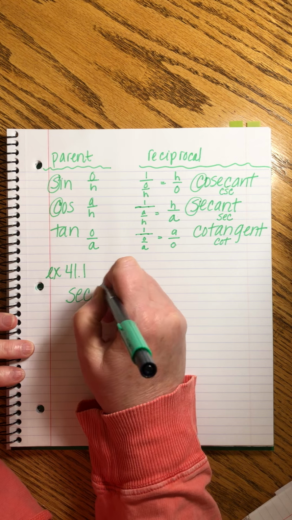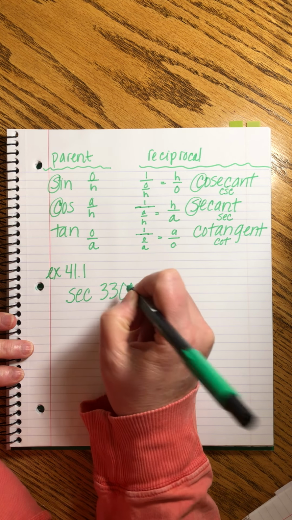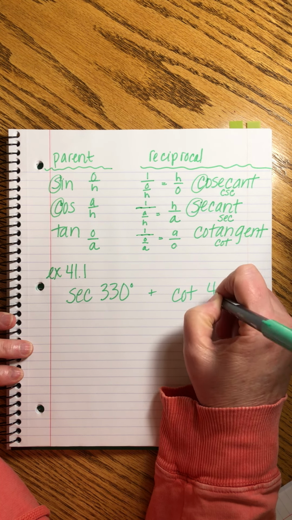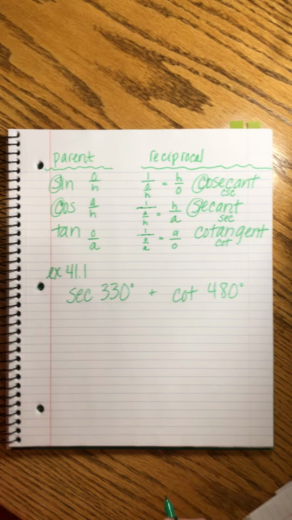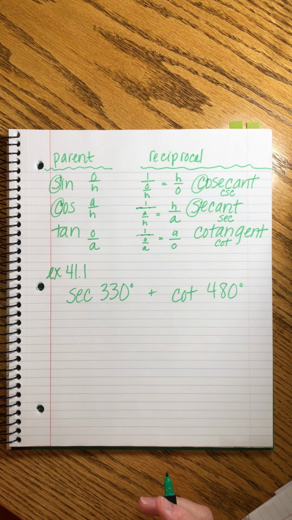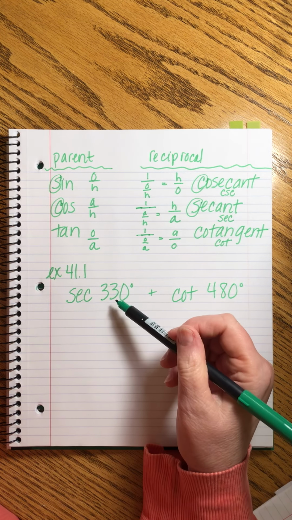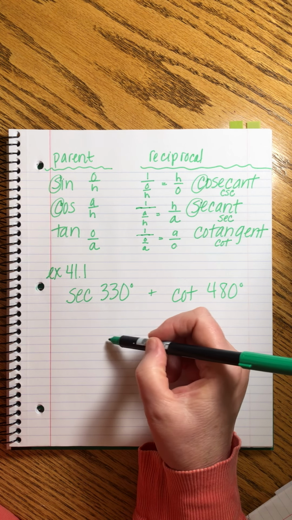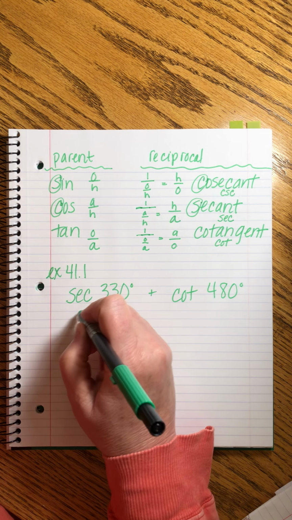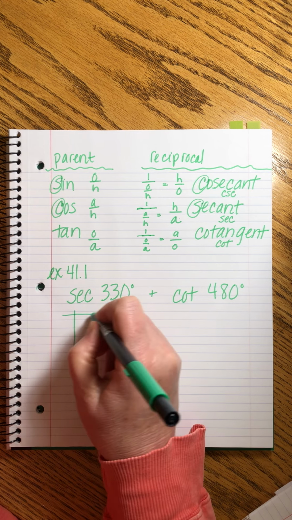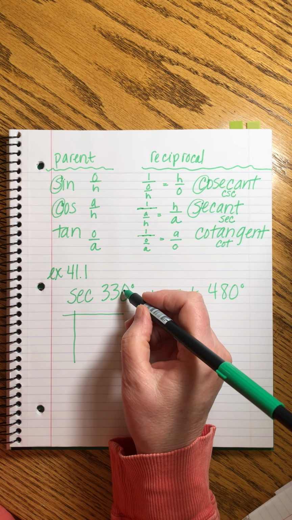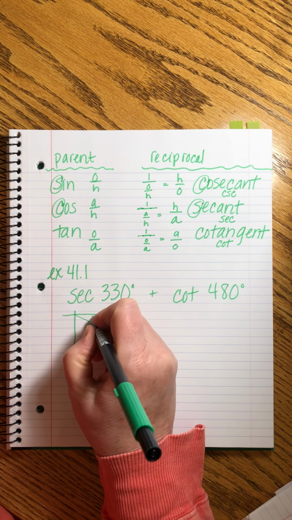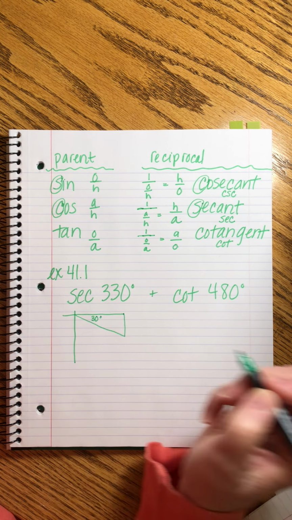We need the secant of 330 degrees plus the cotangent of 480 degrees. Okay, so we go one by one. We logic our way through it just like we have been. Secant of 330. Okay, 90, 180, 270. That means I'm going to be here. Another way I can look at this is I'm in the fourth quadrant and I'm 30 short of going the whole way, right? Because the whole way would be 360. So this is 30 degrees.